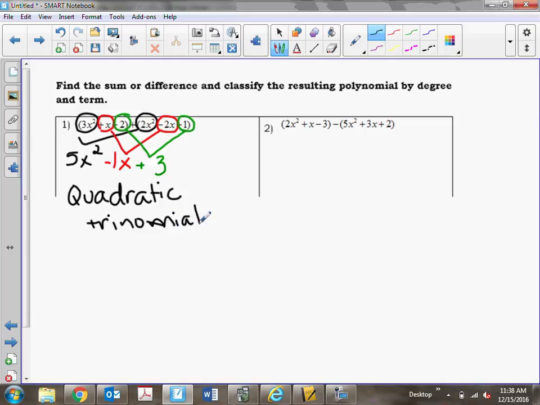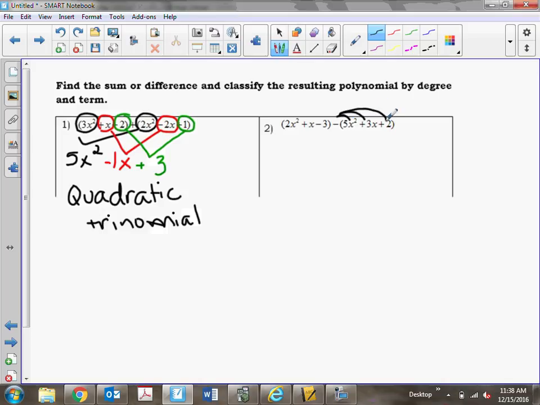Take a look at another example. Now this one right here is subtracting. Anytime we see that we are subtracting our polynomials, you have to distribute that negative sign to everything inside the parentheses before you can do anything else. So you want to distribute that negative sign to everything.